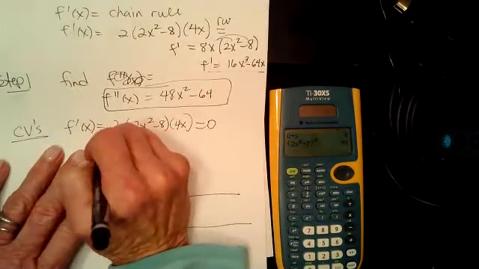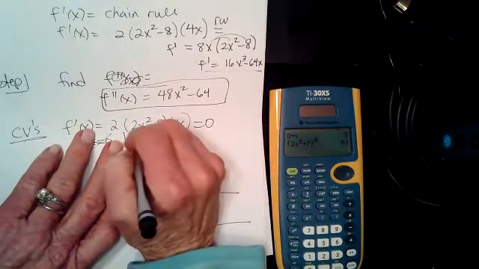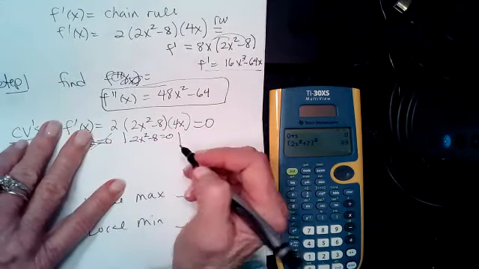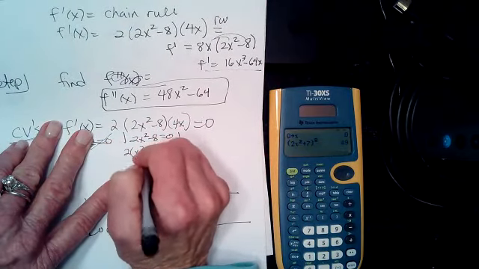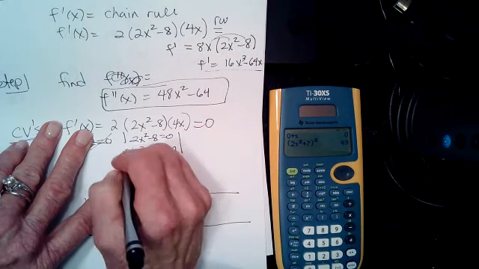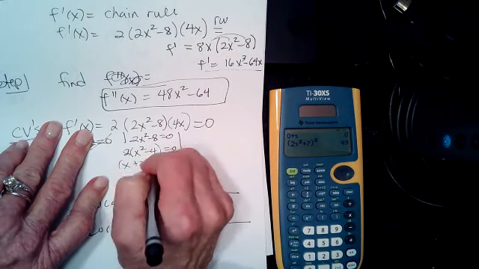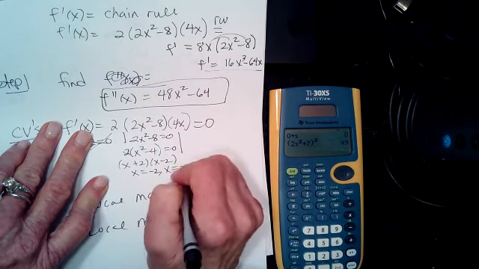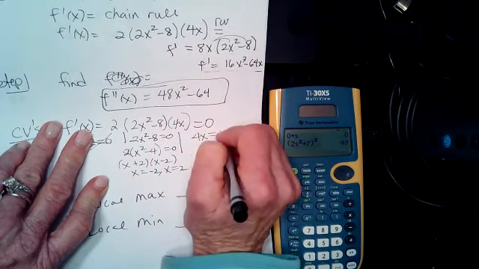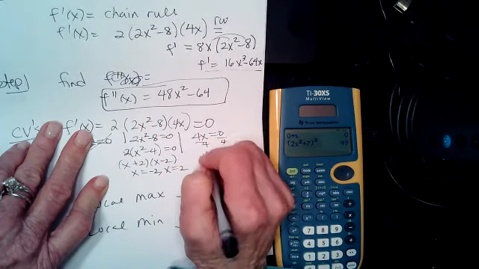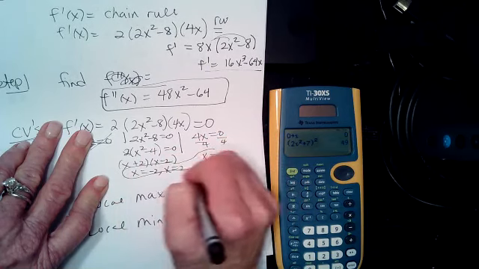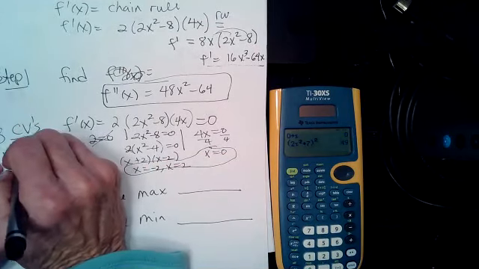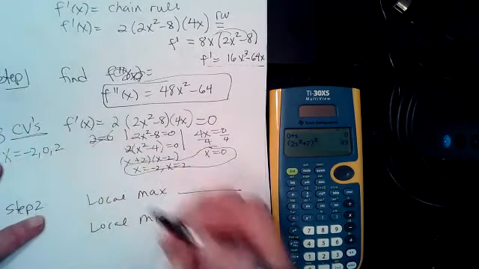So when I set 2 equal to 0, there's no x there. But when I set 2x squared minus 8 equal to 0, I can take out the 2 and get x squared minus 4. And sure enough, I'm going to get x is negative 2 and x is 2. And when I set 4x equal to 0, I get x is 0. So I've got 3 critical values. X is negative 2, 0, and 2.